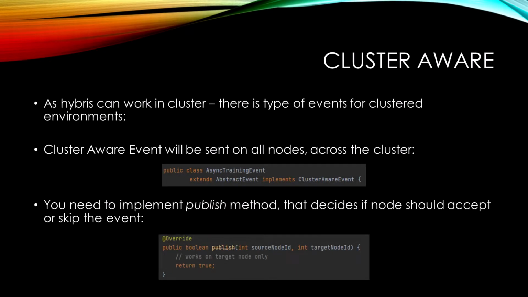The main purpose of the cluster-aware event interface is greater. As Hybris can work in a clustered environment, a cluster-aware event is a type of event that will be spread around the whole cluster to every single node. This interface has a publish method that works on the receiving side and has the source and the target node IDs as parameters. With this method, you can skip the processing of certain events on specific nodes.